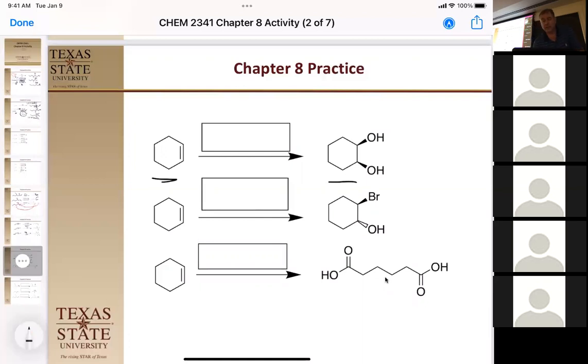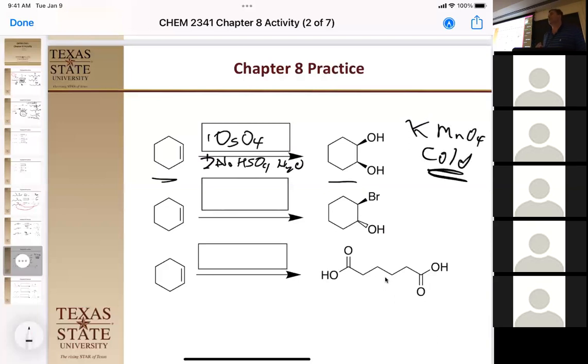Osmium tetroxide, OsO4, right here. And then the second step is sodium hydrogen sulfate and water. Okay, so first step and then second step. And we know this because it gives us a cis diol. The other thing that'll do it is potassium permanganate, cold. We'll also do that syn addition.